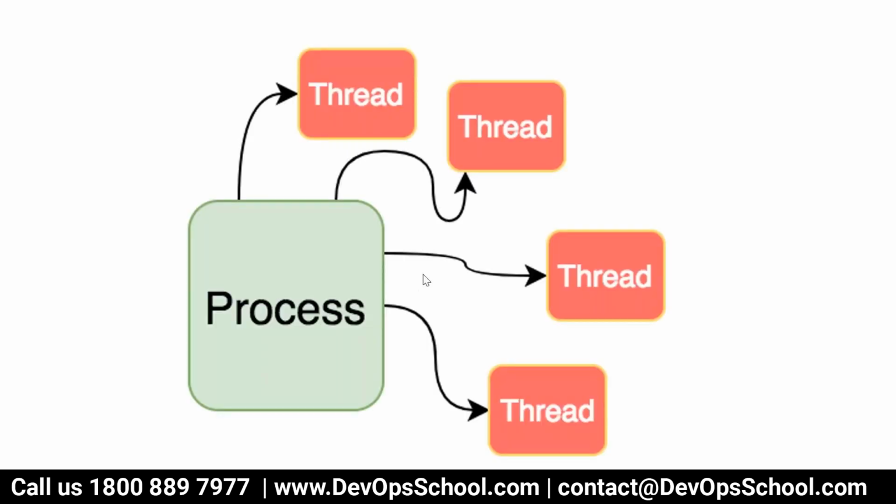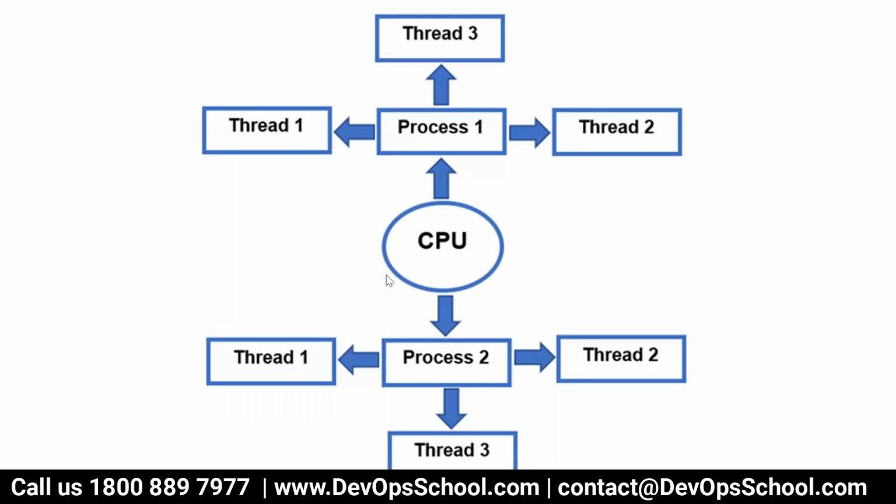So what is a process and what is a thread? That is important. If you look at this image, one process has multiple threads. There is a process, one process talking to another process through the CPU, and each process has a thread also.